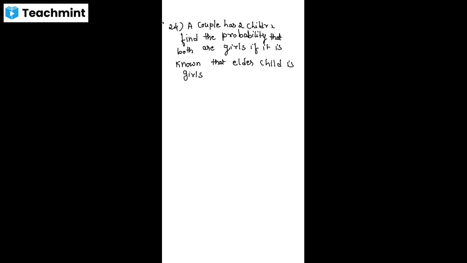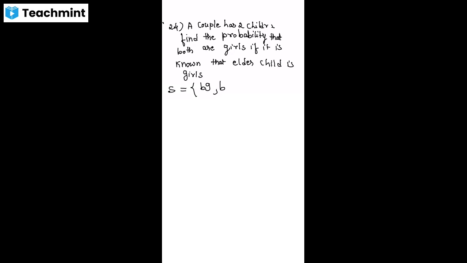Both are girls, if it is known that the elder child is a girl. So the given condition is that the elder child is a girl. What does elder mean? The older one. First we have to write the sample space. What are the possible cases we are getting? The sample space: two children, so first boy girl can come.